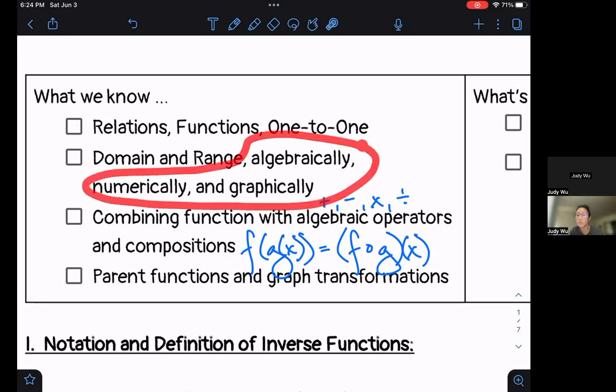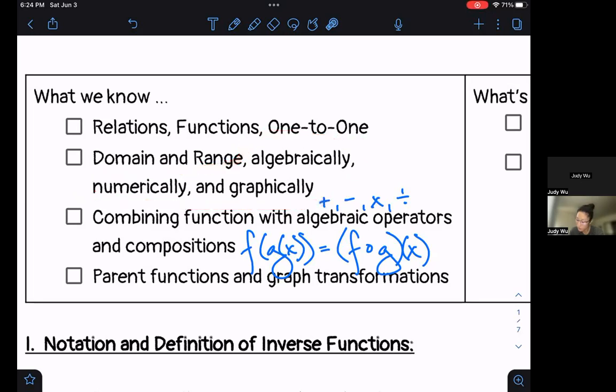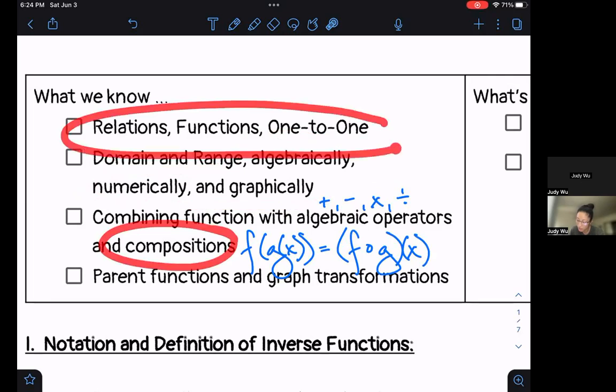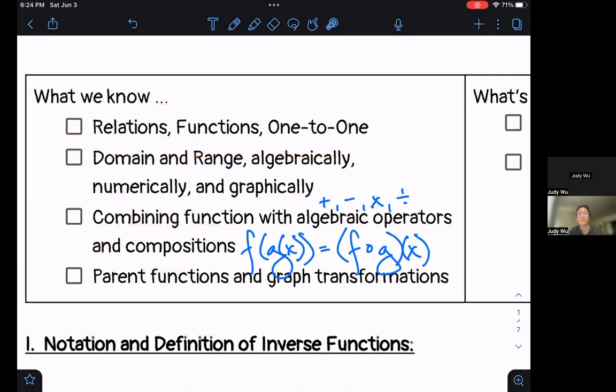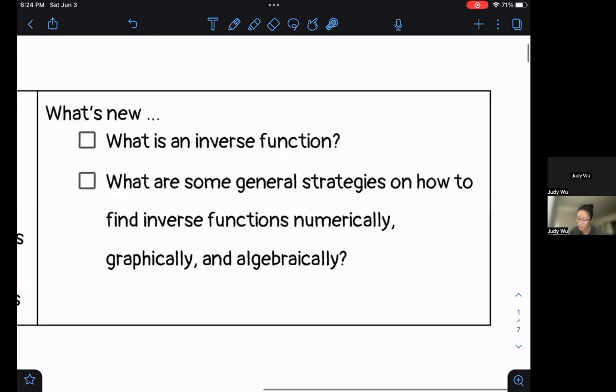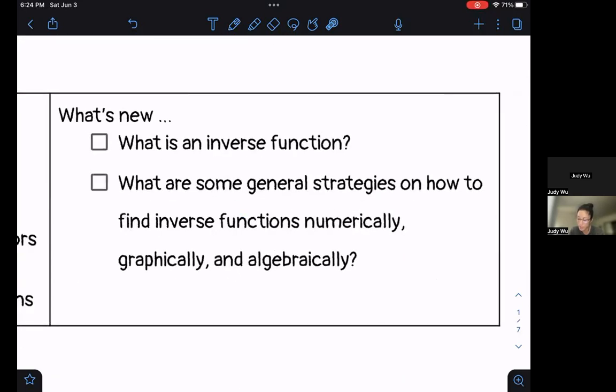So looking at multiple representations, we're going to be using our function compositions and some information from 1.1 to really think about what is an inverse function? Okay, so that is our main question for today. What is an inverse function? And then what are some strategies that we can use to find them in those three representations, all right? Numbers, graphs, and equations.